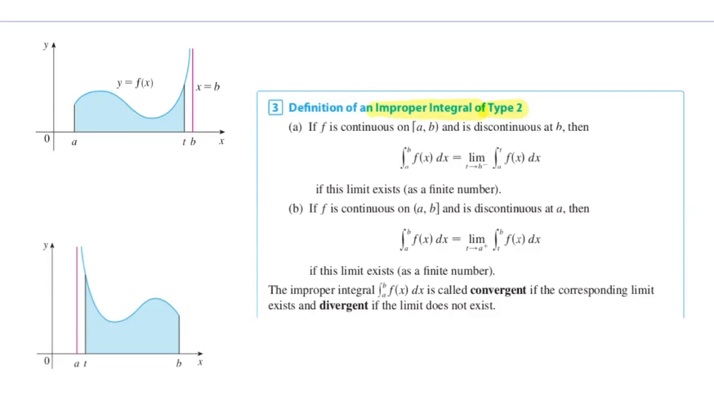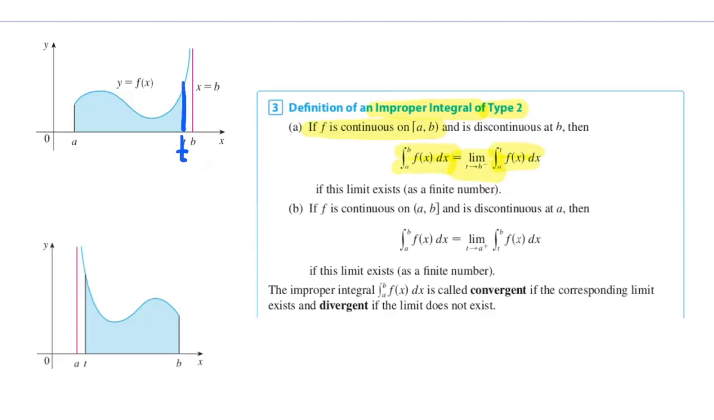So let's just look at part A here. The author's saying if f is continuous on a to b, but not including b, can your eye see that? So it's continuous on the entire interval except for the right-hand endpoint. It's discontinuous at b. Then by the integral from a to b of f of x dx, the picture that the author is drawing is right here. You take a value of t less than b, and you integrate from a to t. And then you take the limit of that as t goes to b from the left.